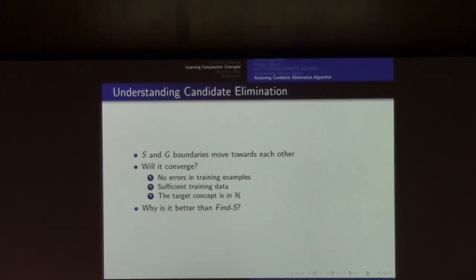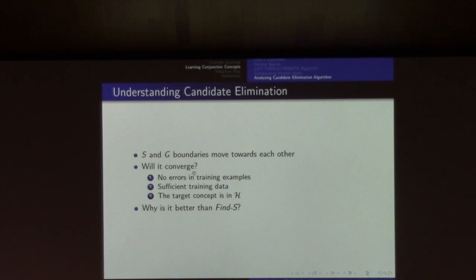All right. So now let's look at this algorithm a little more. The easy way to understand is that at every step you are trying to converge the boundaries towards the target, but the important question is, will it converge, right? That is a question that you will see in every machine learning algorithm. Whenever you design an algorithm, the first question people will ask is, will it converge to the right answer? That's the most obvious question. The answer is that it might not. It will converge if you have enough training data, and also if you do not have any errors in your training examples.